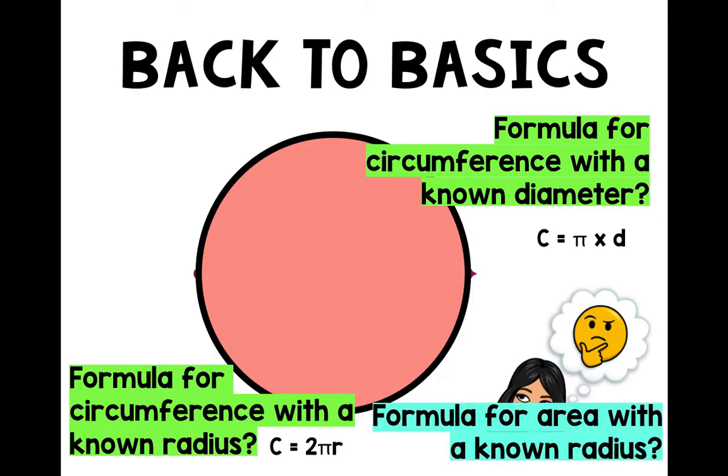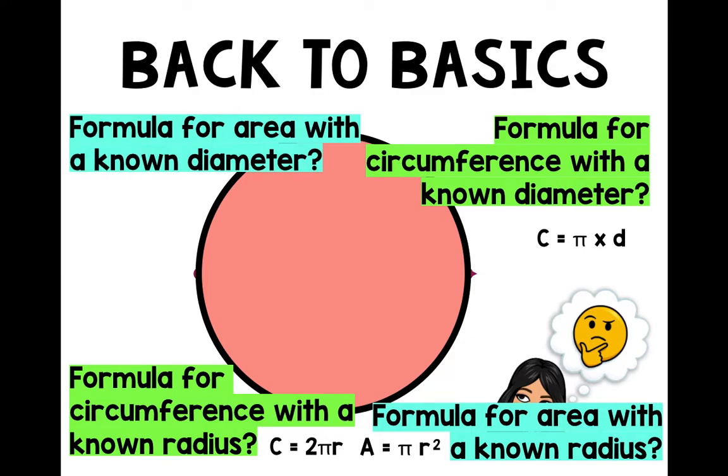So let's look down here for area. What if you have the known radius for area? A equals pi r squared. The last one, this one's the trickiest one. A equals pi, do you remember? Diameter divided by 2 squared. So these are the 4 formulas you need to know.